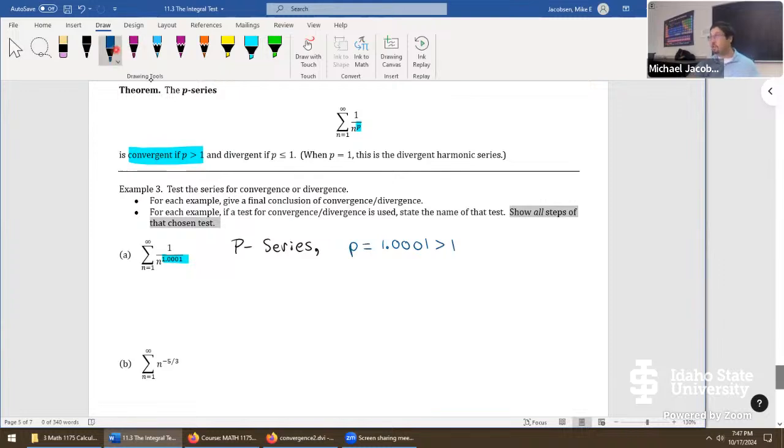Convergent if p is larger than 1. So we said it's a p-series. We've indicated the test. That's the step. Just tell me what the power is. It's larger than 1, so it converges. That means our work is done.